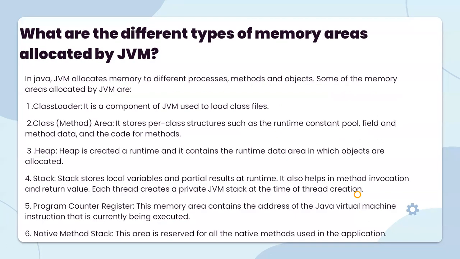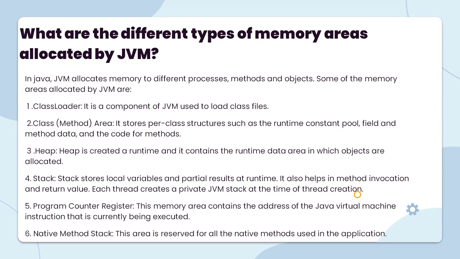Now the next question: what are the different types of memory areas allocated by the JVM? Mainly six types of areas are there. The JVM allocates memory to different processes, methods and objects. First is the class loader, second is the method area, then the heap area, stack area, program counter register, and native method stack. Like this we have six types of memory. The PC register is important, and the native method stack is also important.